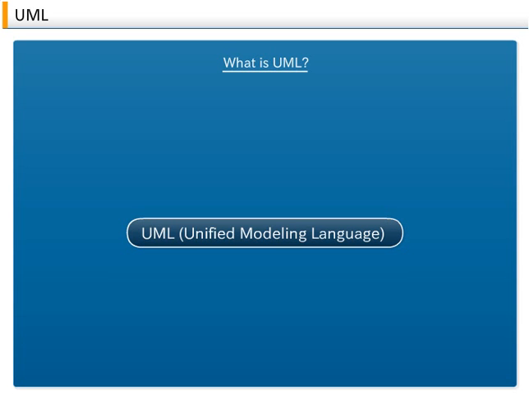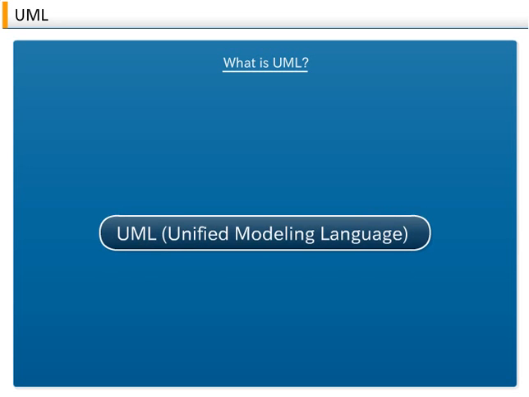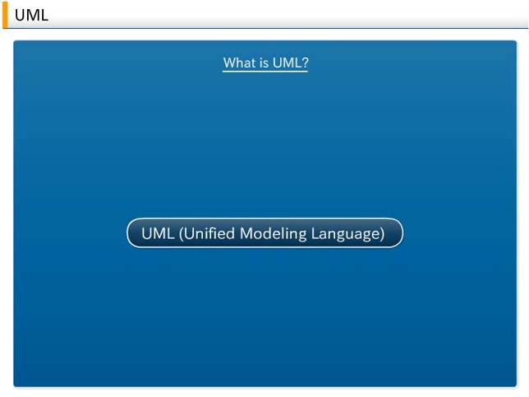1.5 UML. 1. What is UML? UML, Unified Modeling Language, is a global standard for diagrams and associated notation used in object-oriented software development. UML is administered by an organization called the Object Management Group, OMG.